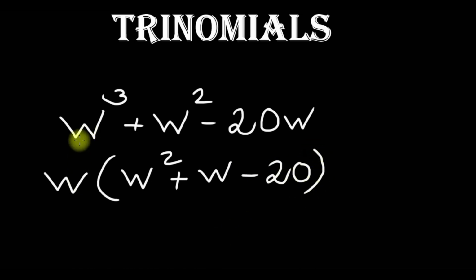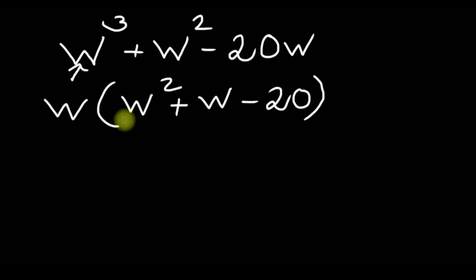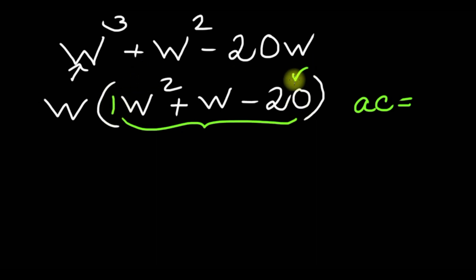When you pull out w from here, w goes into w cubed w squared times. W goes into w squared w times. And then w goes into 20w 20 times. Now you have to factor this trinomial, and you can factor this using the AC method. So for the AC method, a times c: a is 1, 1 times negative 20 is going to be negative 20. And then the value of b is 1.